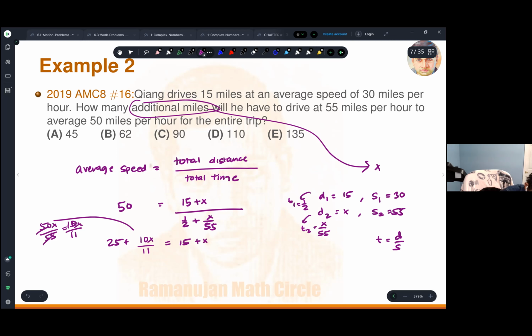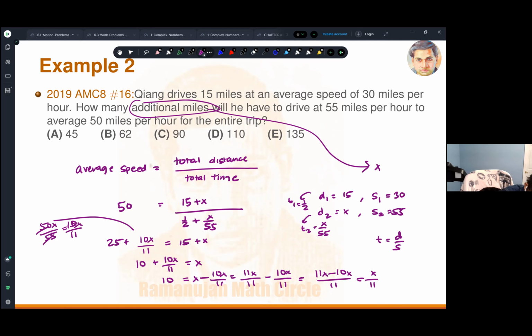So I'm going to subtract 15 from both sides, and we get 10 plus 10x over 11 is equal to x. Now I'm going to subtract 10x over 11 from both sides, so we get x minus 10x over 11 is equal to 10. This is actually equal to 11x over 11 minus 10x over 11, which is equal to 11x minus 10x divided by 11, which is equal to x over 11. So if x over 11 is equal to 10, I'm going to multiply both sides by 11, and x is equal to 110.